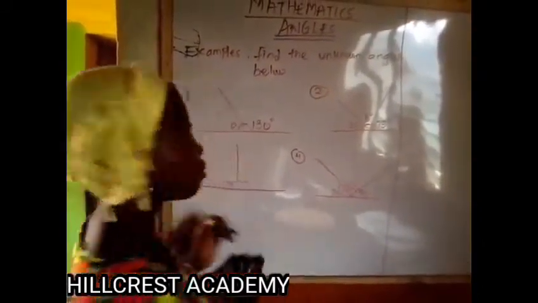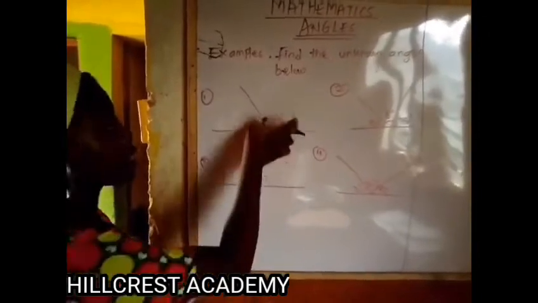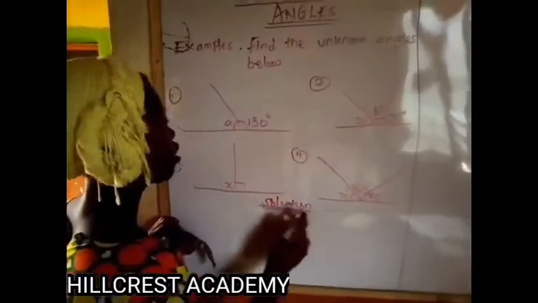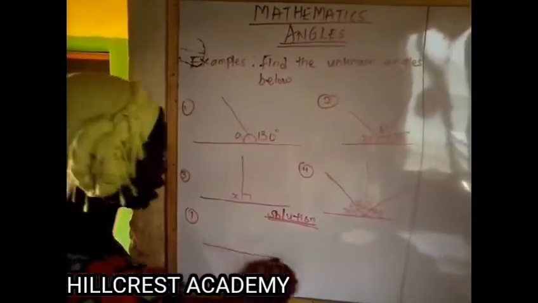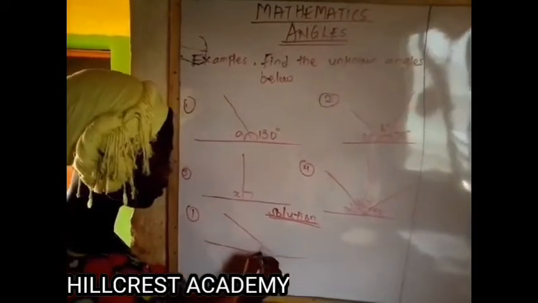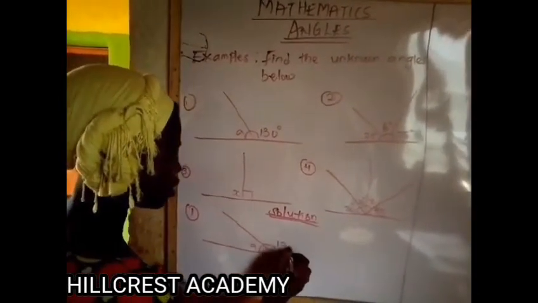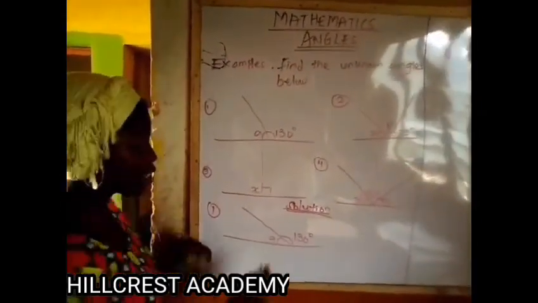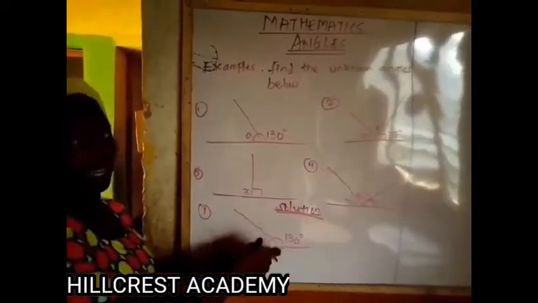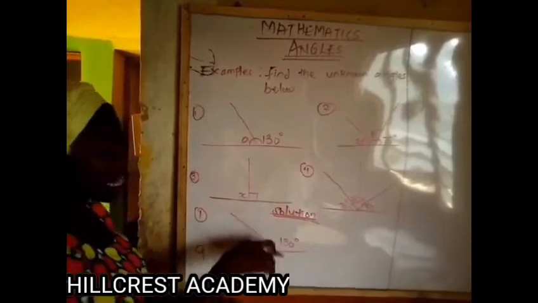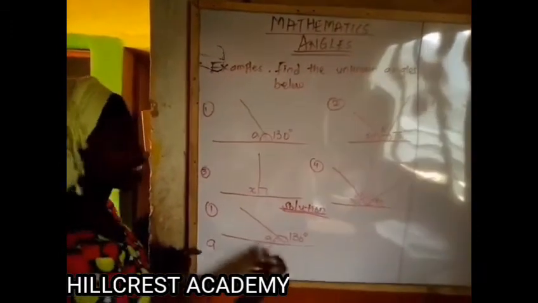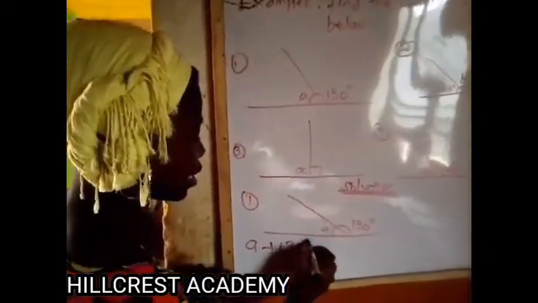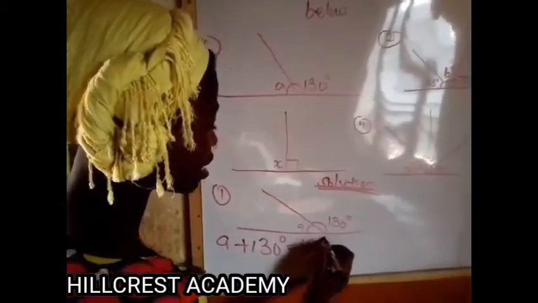Now we will solve some examples for better understanding. The first example: I have a straight line, and I have A and 130 degrees. I said the sum of angles on a straight line is equal to 180 degrees. This angle A and this 130 degrees are both lying on the same straight line, so when I add these two angles, they must sum up to 180. So A plus 130 degrees is equal to 180 degrees.